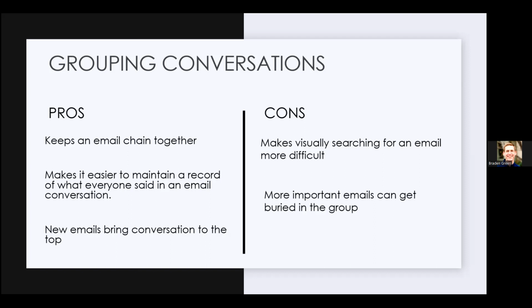It does make it easier to maintain a record of what everyone has said, because you can see all the emails right there. And it brings the whole conversation. When you get a new email that's part of that conversation, it brings it to the top of your email list. And it drags all of the other emails in that conversation up with it. So when you're looking at the new email, you have easy access to see the others. The difference with this, like if you're just having a reply chain, right? Like a reply, you can scroll down in that same email and it'll show you.